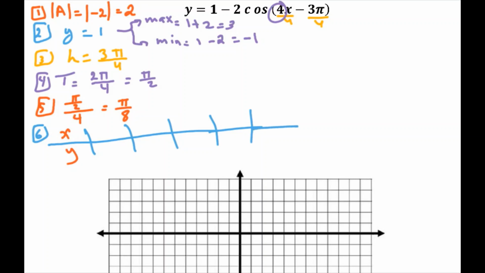And I need, remember, I need 5 points, 5 angles. First angle, as usual, will be h, 3 pi over 4. And then you skip count by pi over 8. So you will add pi over 8 each time. Adding pi over 8 to 3 pi over 4 gives 7 pi over 8. And then plus pi over 8 will be pi. And then plus pi over 8 will be 9 pi over 8. And again, plus pi over 8 will be 5 pi over 4.